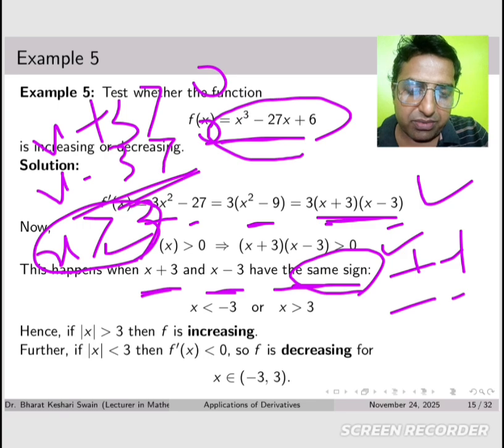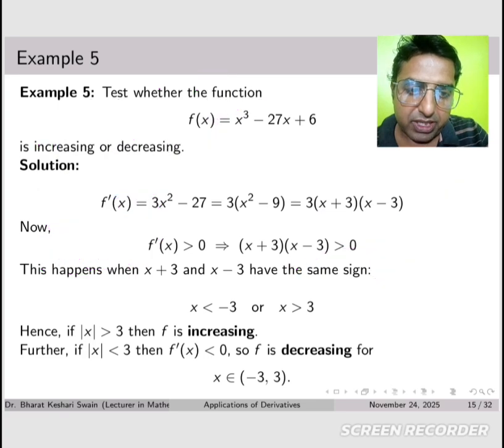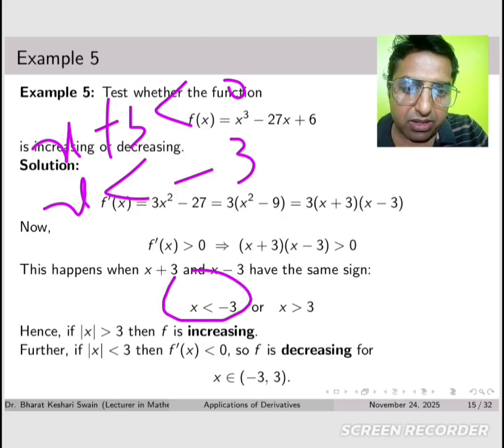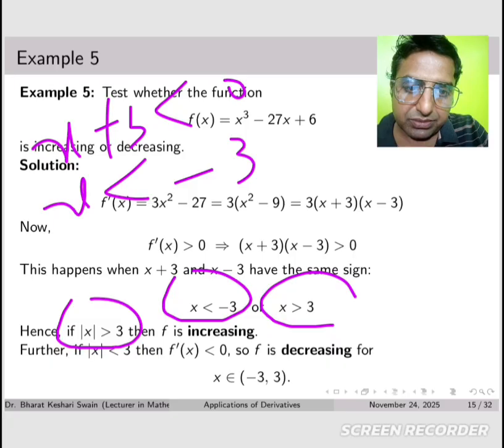Now if we take both factors as negative, so if x plus 3 is less than 0, then x is less than minus 3. Therefore x is less than minus 3 or x is greater than 3. So this is your mod x, because x less than minus 3 or x greater than 3 means mod x greater than 3. Then f is increasing.